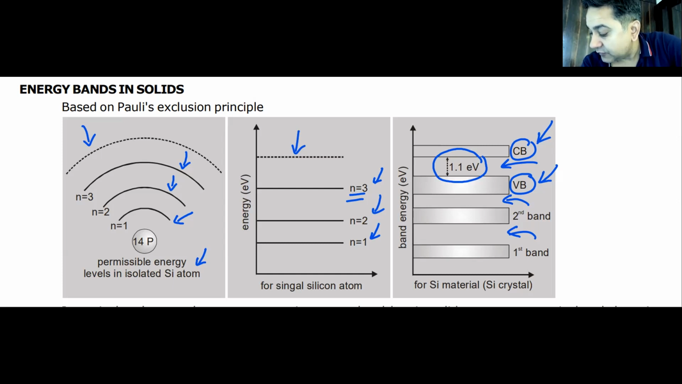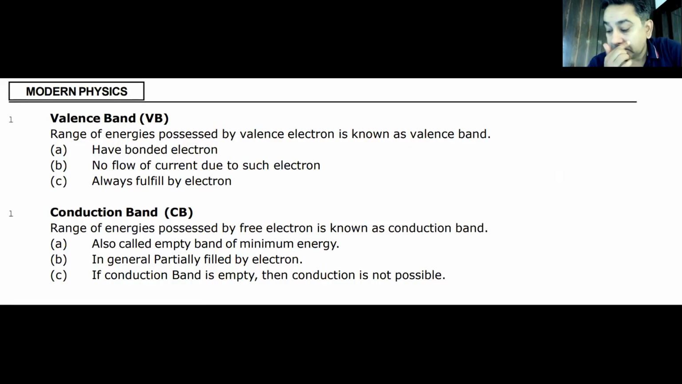Now, we have seen the two bands, and I am going to show you the valence band, VB. Do we see this valence band VB? Yes, sir. The range of energies possessed by valence electrons is known as the valence band energy. Whatever energy those electrons have which are in the valence band, that energy is known as valence band energy. Clear?